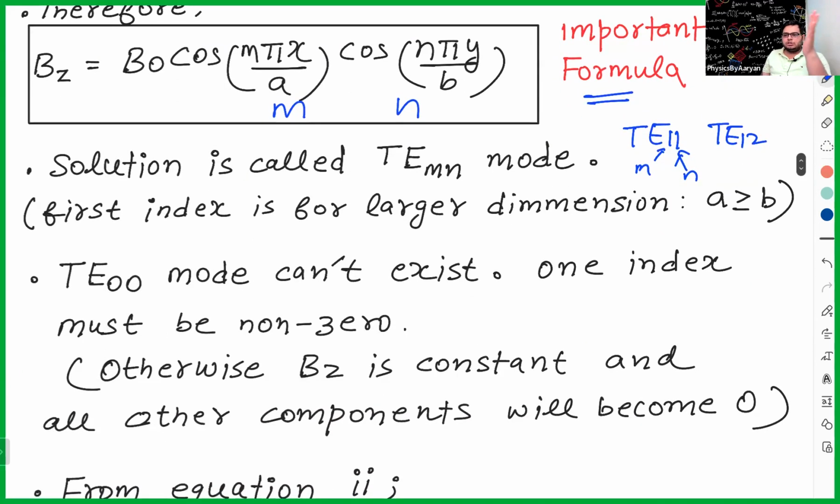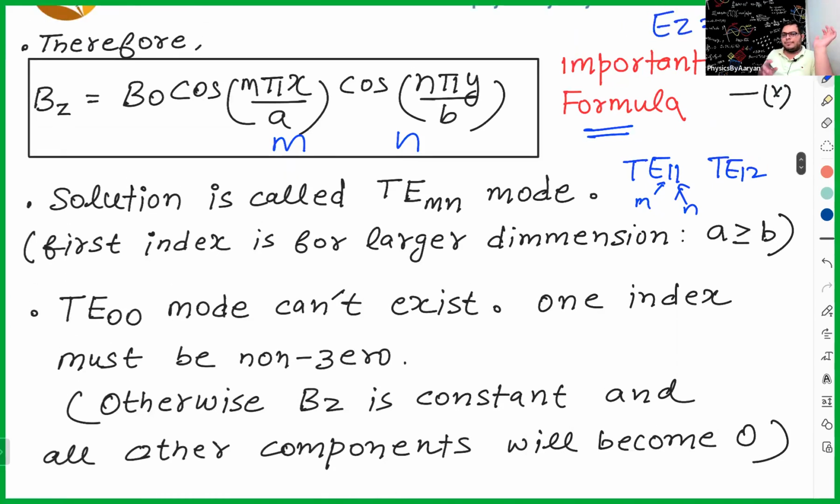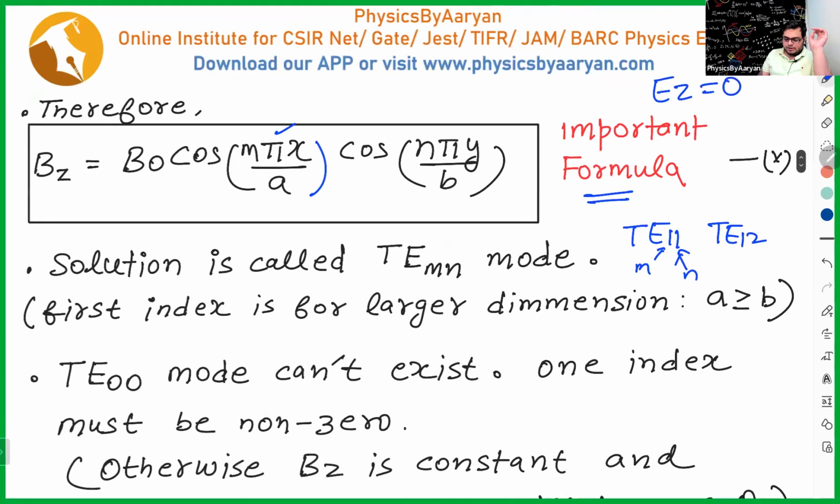Now some facts. Number one fact is TE00 cannot exist. Both m and n cannot be 0. Because if m and n both become 0, cos 0 is 1, so your magnetic field will be constant. And if the magnetic field becomes constant, can anyone tell me what will be the bigger problem? Can the magnetic field be constant? There is no induced electric field. There is no wave.